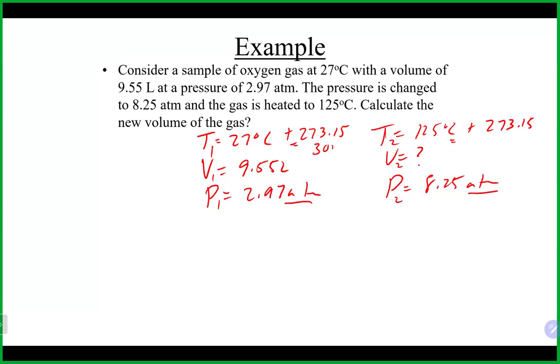300.15 and 398.15 on this side, looks like. 125 plus 273.15.